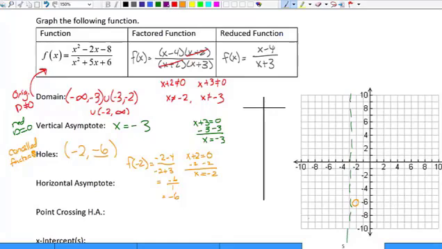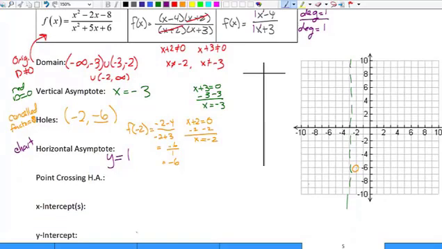The horizontal asymptote, you find that by using your chart. And so I'm going to compare the degree of the numerator. The degree of the numerator in the reduced function is 1. The degree in the denominator is also 1. So because they're the same, I'm going to take the leading coefficient, which is 1 over 1, and I get the horizontal asymptote is y equals 1, and I can go ahead and graph that.